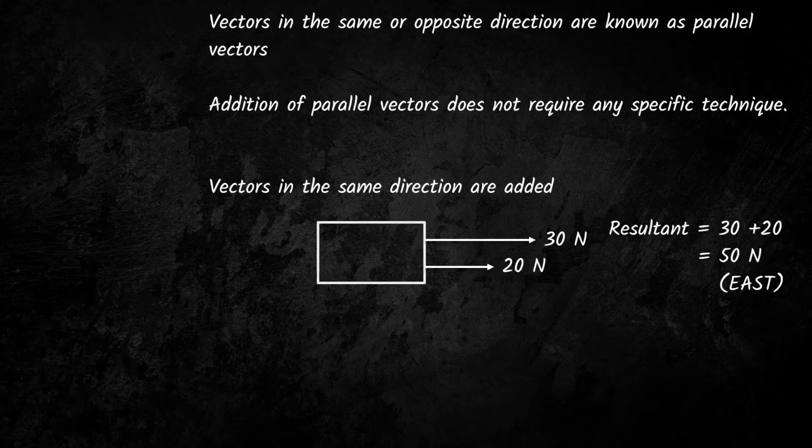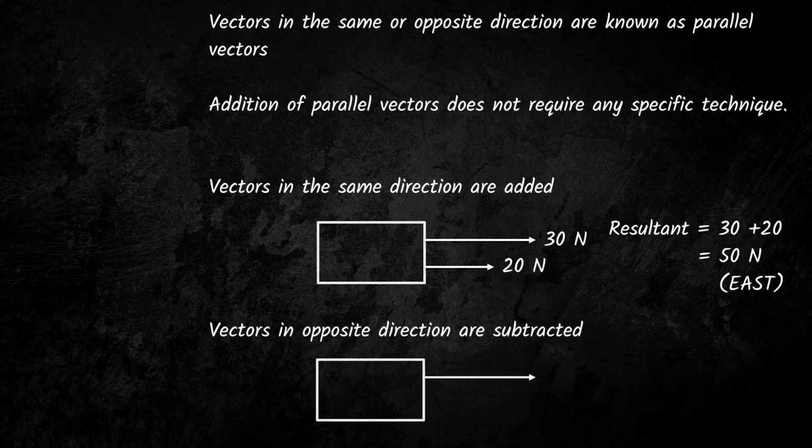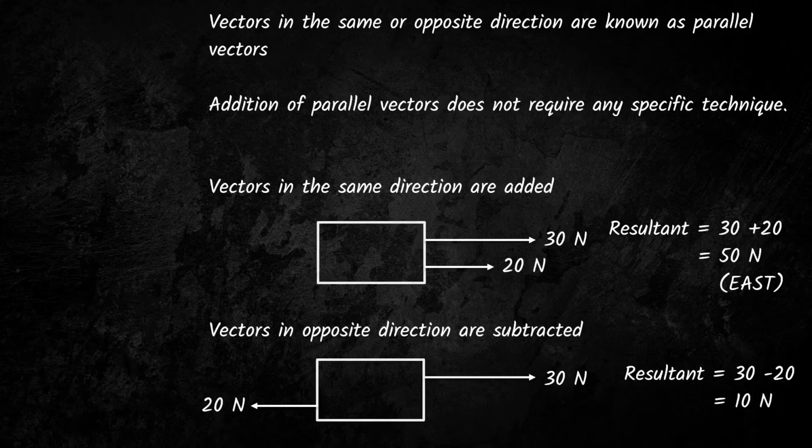On the other hand, vectors in the opposite direction are subtracted. For example, you have a 30 Newton force towards the right and a 20 Newton force towards the left, so the resultant is simply going to be 30 minus 20. They're in the opposite direction and hence you subtract them. So the resultant, 30 minus 20, is 10 Newtons, and its direction will be in the direction of the larger force, which is 30 Newtons acting towards the right. So 10 Newtons will also be acting towards the right or the east.